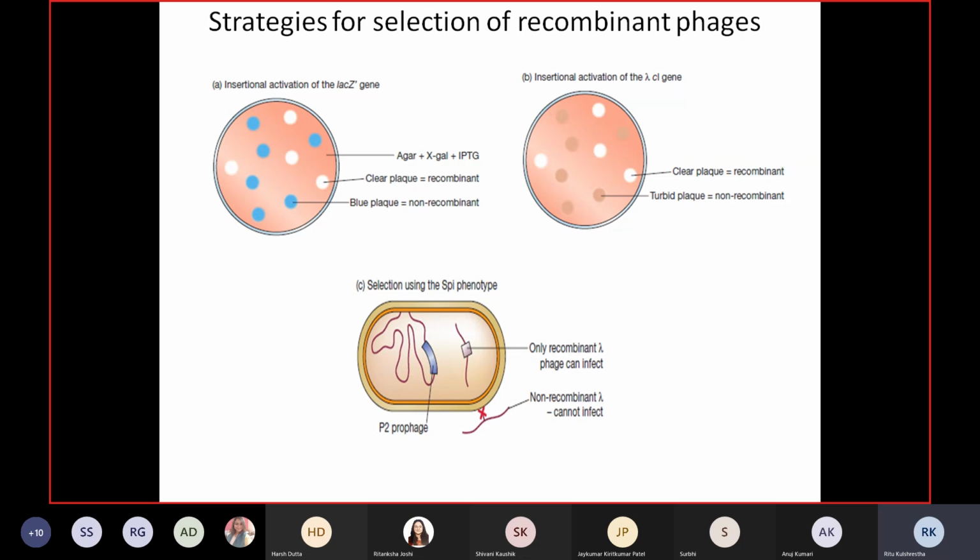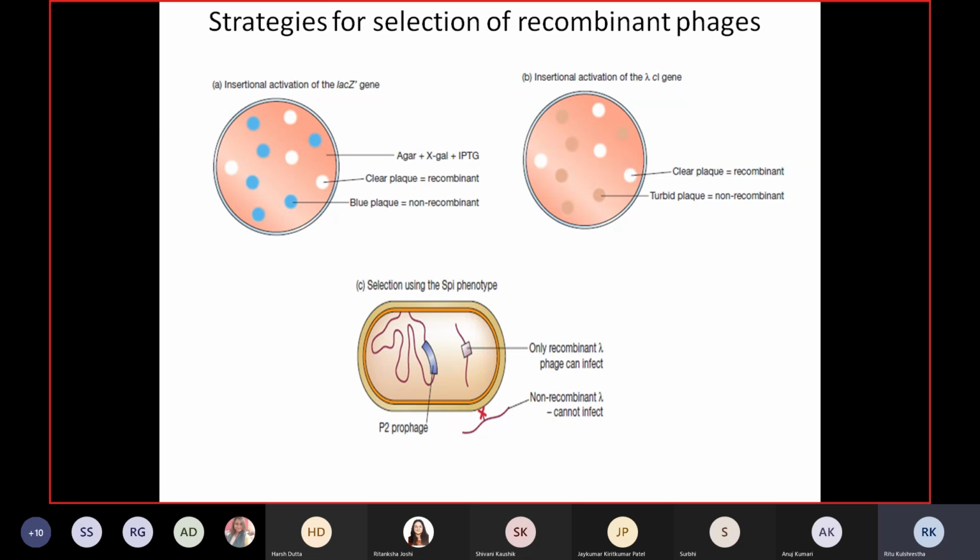Here, what they have done is that in the phage vector, they have put the stuffer fragment in the region where the red gam gene is. So this stuffer fragment has the red and the gam gene. That's what I want to say.